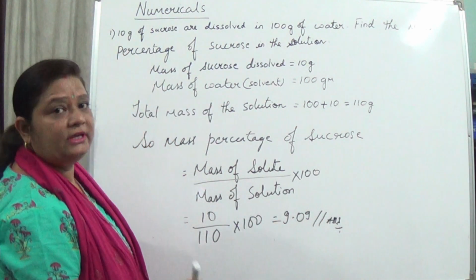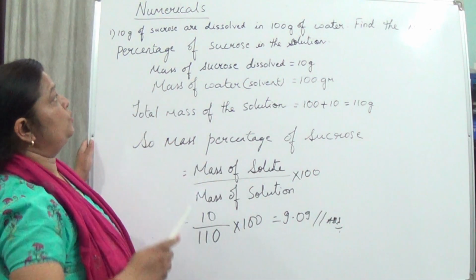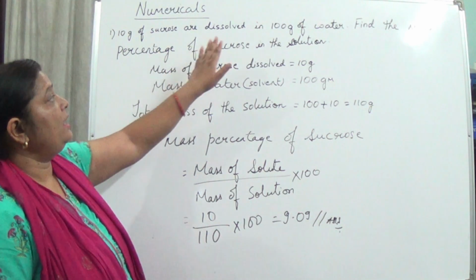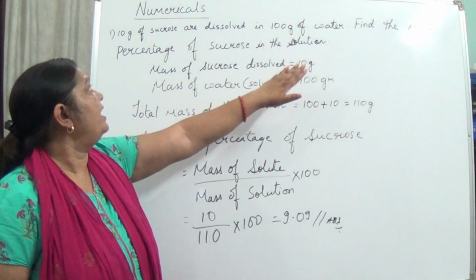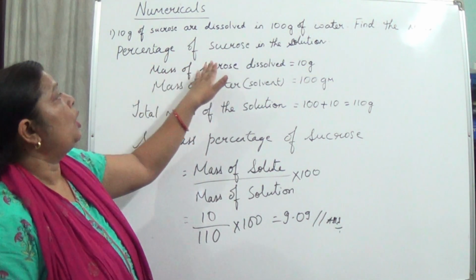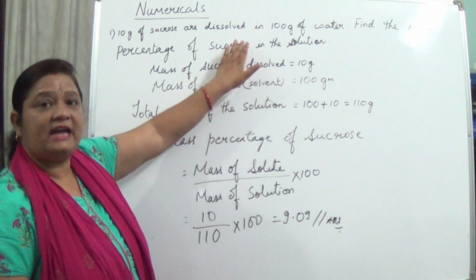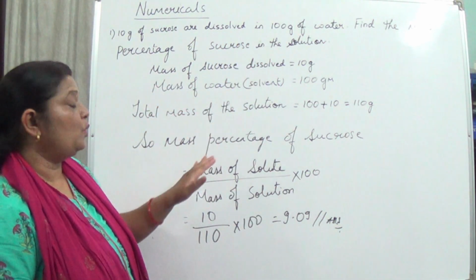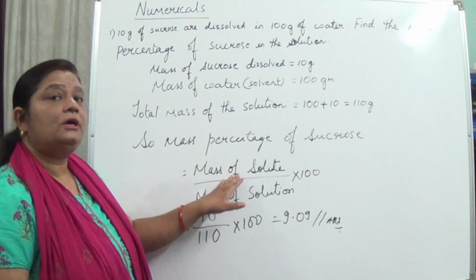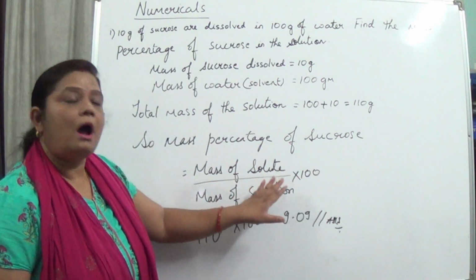So the question over here is: 10 grams of sucrose are dissolved in 100 grams of water. Find the mass percentage of sucrose in the solution. So the formula which I had told you all for mass percentage is what? Mass of the solute upon mass of the solution into 100.